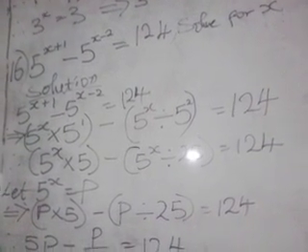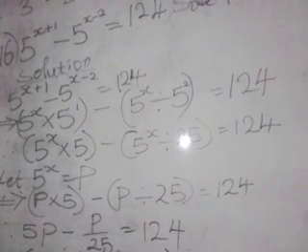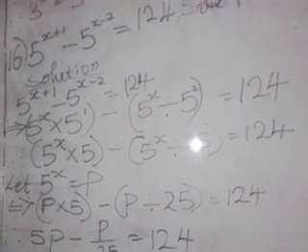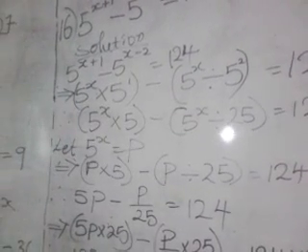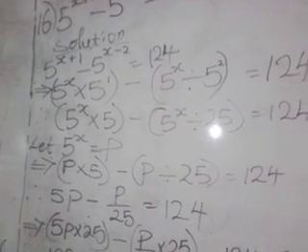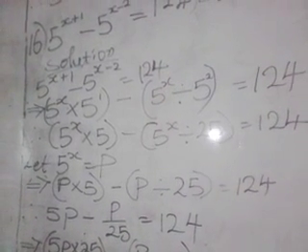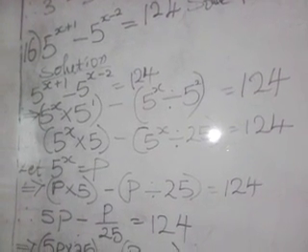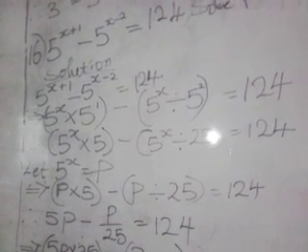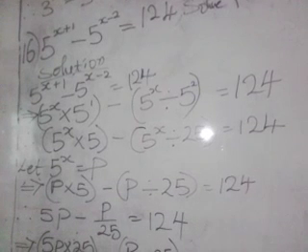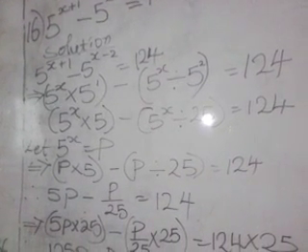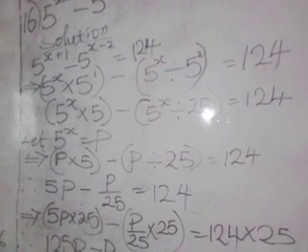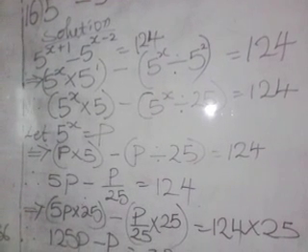We are going to break this 5 raised by x plus 1 as 5 raised by x times, that plus there means times, 5 raised by 1. 5 raised by x times 5 raised by 1 minus, then the other one, 5 raised by x minus 2. I'm going to break it down. That minus between x and the 2 means division. So that gives me 5 raised by x divided by 5 raised by 2 equal to 124.